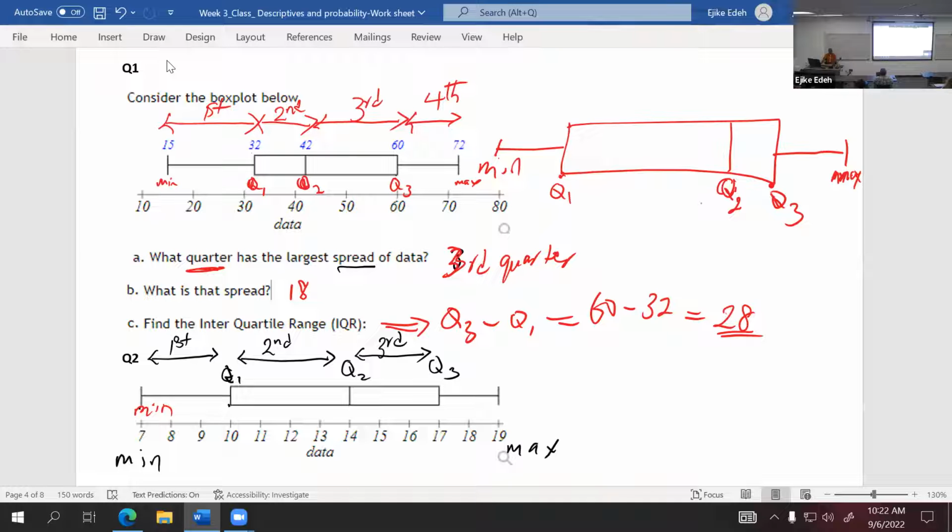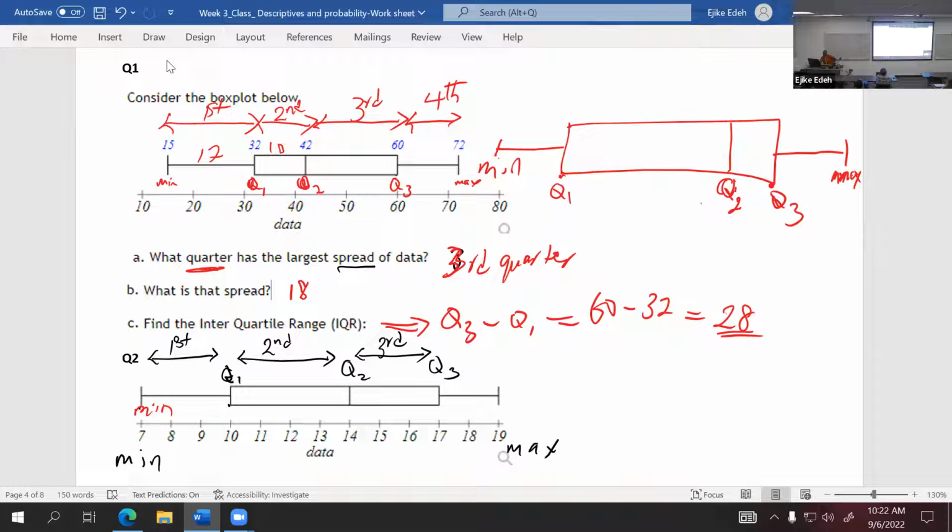So the first part of the question is just asking which of these segments has the biggest spread, right? So what we simply do is subtract the values at the beginning and at the end of each quarter. For the first one, 32 minus 15 gives us 17. So we know that the spread of the first quarter is 17. For the second one, 42 minus 32 gives us 10, right? So the spread of the second quarter is 10.